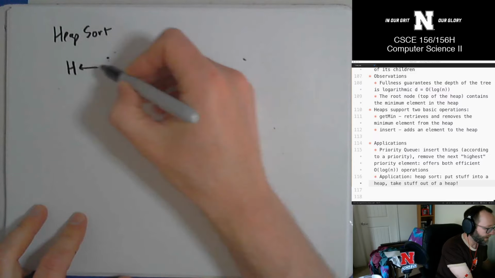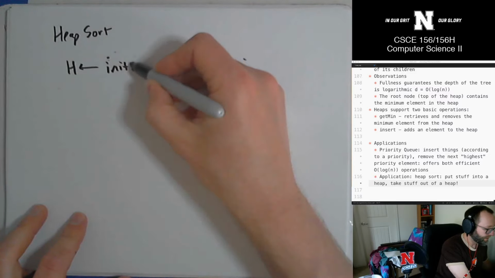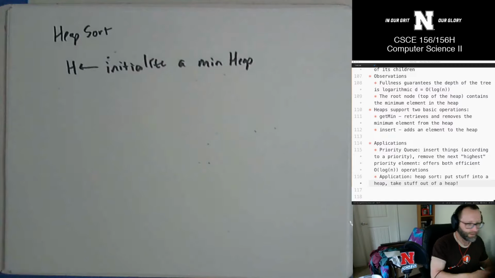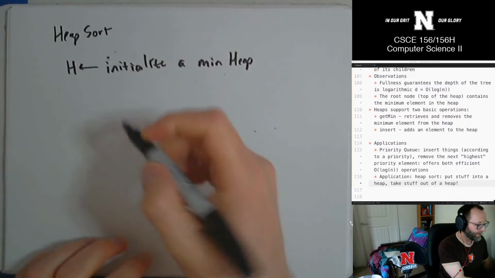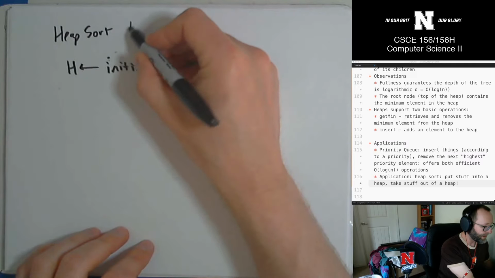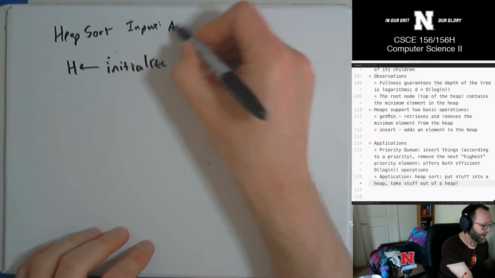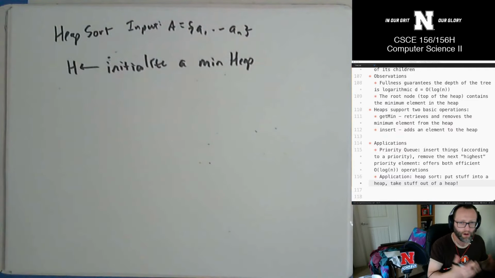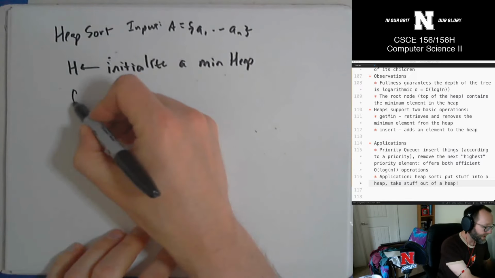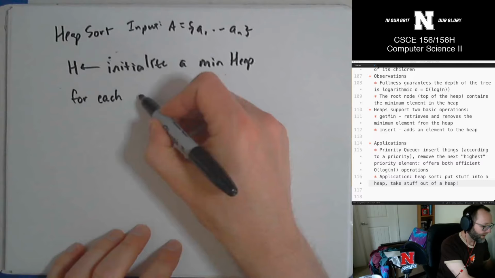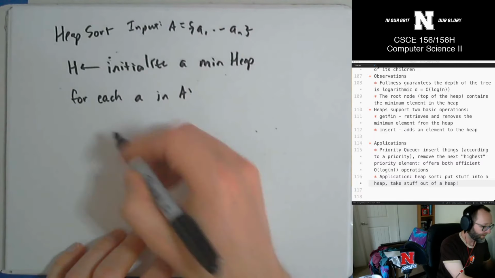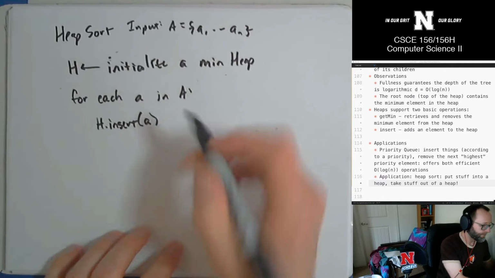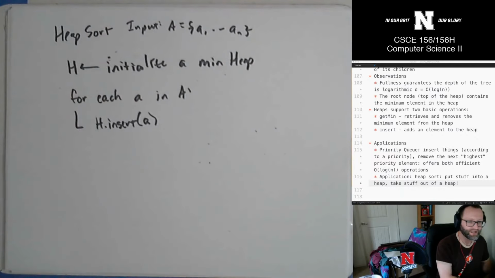So H will end up being an initialized min heap, right? And you could set that up really easily. So now for each element, the input here is going to be A, which is a bunch of things, A1 through AN. Doesn't matter what those things are, again, pseudocode. For each A in A, H, and I'll call it insert A. Right. That's it. I'm putting stuff in.